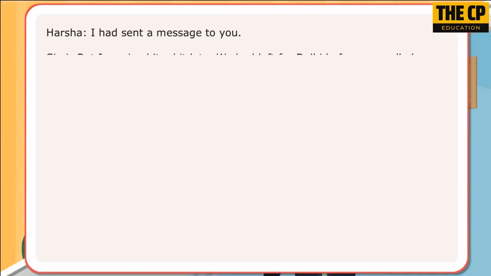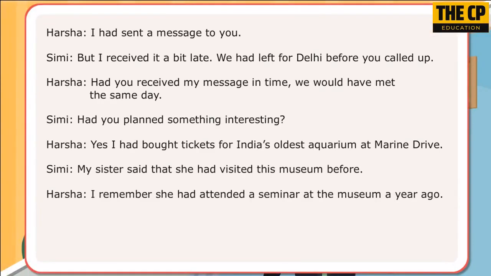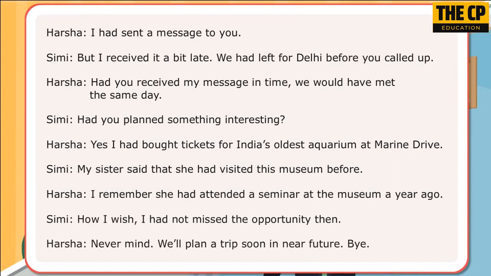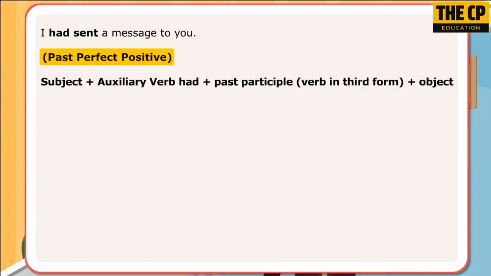In the dialogues between Harsha and Simi have used the verbs in the past perfect tense. Here are examples of sentences with verbs in past perfect tense. I had sent a message to you. Past perfect positive. We had left for Delhi before you called up.